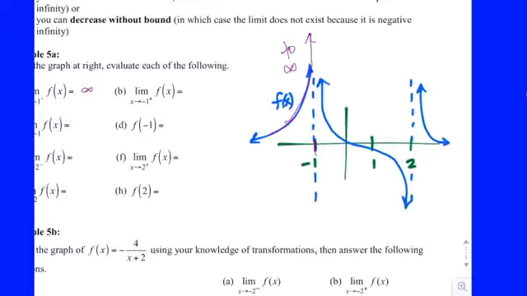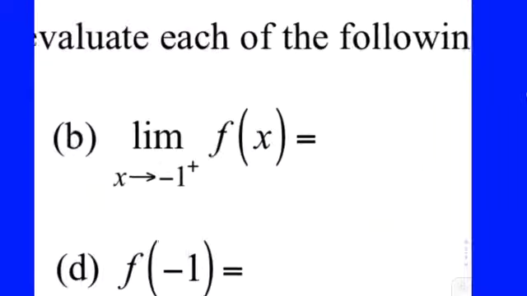You have to look at both sides. So remember, we can only say something about the general limit if it's the same on both sides. That's the only time it exists. There's a couple in here that I'm leaving for your own interpretation. Let's look at this one.